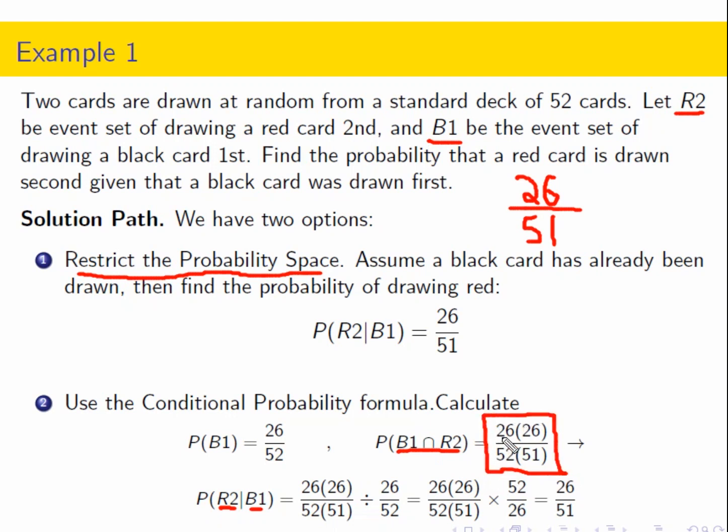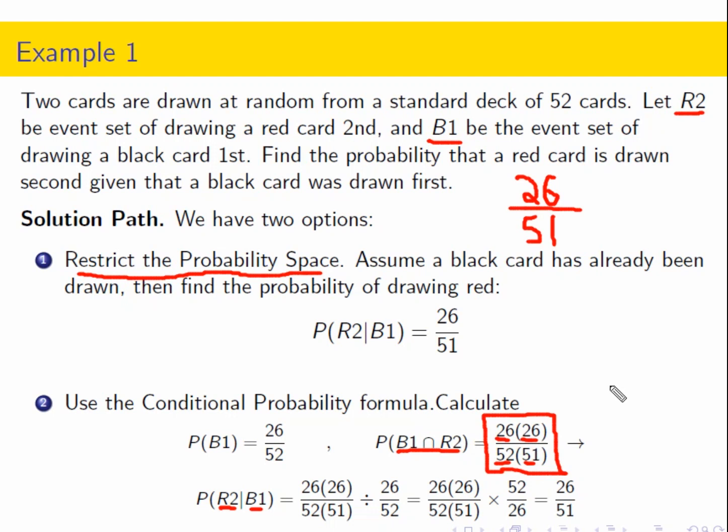Well, if they both happen, then this is the first 26 over 52 where I draw the black card, and then inside parentheses is the 26 over 51 where I draw the red card. I'm sorry, the first one was where we drew the black card first, and the second one is where we draw the red one second.